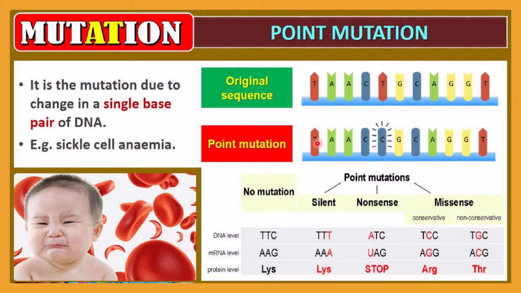As a result, you can see T remains T, A remains A, C remains C, but here T is exchanged with C. So only one single base pair is altered, and that is called point mutation. You will observe this type of point mutation in the case of sickle cell anemia. So the example of a point mutation is sickle cell anemia, and you have to remember that. Point mutation can be of three kinds: silent, nonsense and missense.